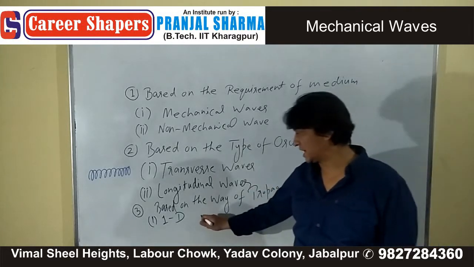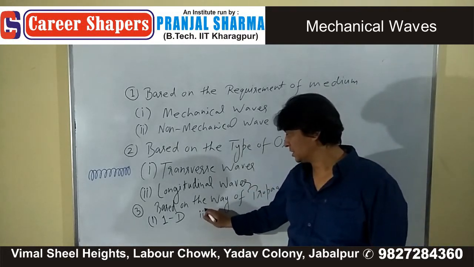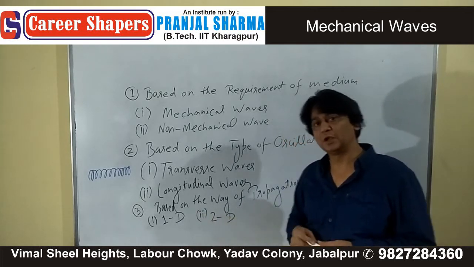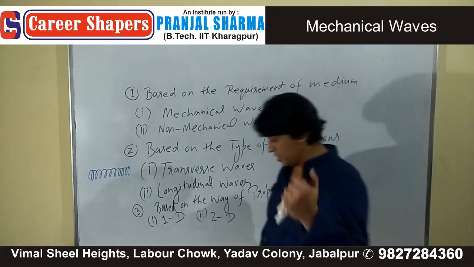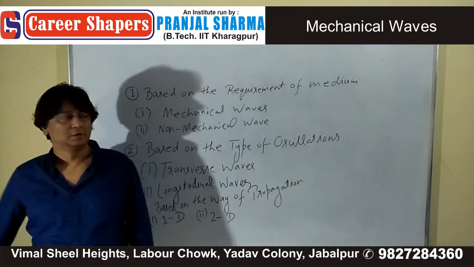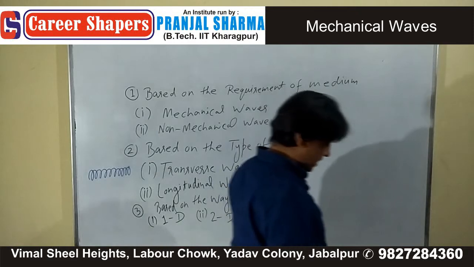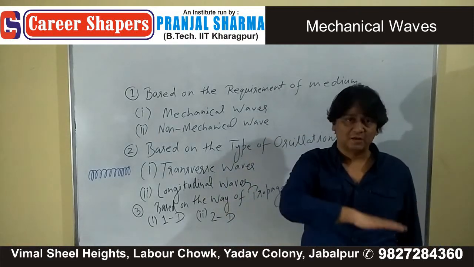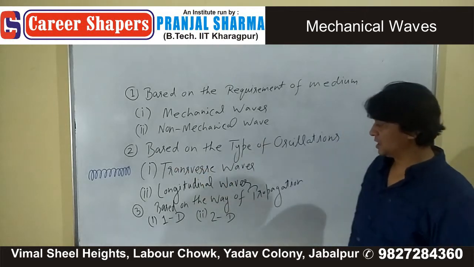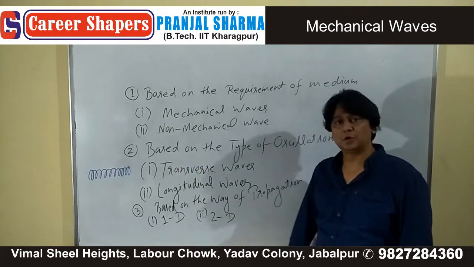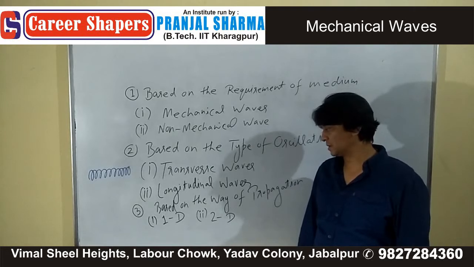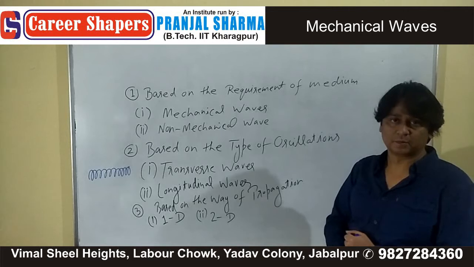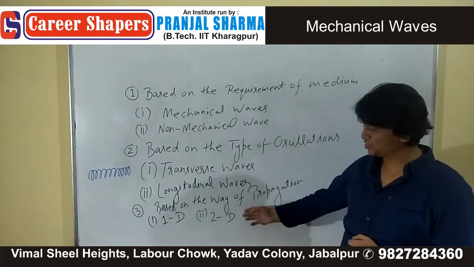Write down second type, two-dimensional waves. When a wave travels in a plane, then it is called a two-dimensional wave. Now think of an example of a two-dimensional wave.